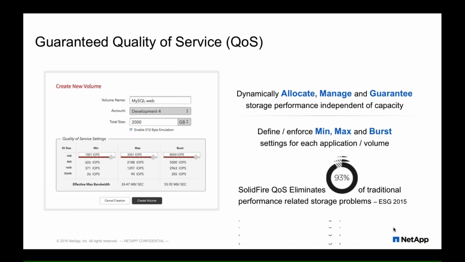But the idea is now I can actually guarantee a minimum workload performance that I can ensure is always going to be consistent for that particular workload I put in those volumes. There's also allowing a maximum, so I don't have bullies taking over the environment, and I can also allow for temporary bursts above that line.